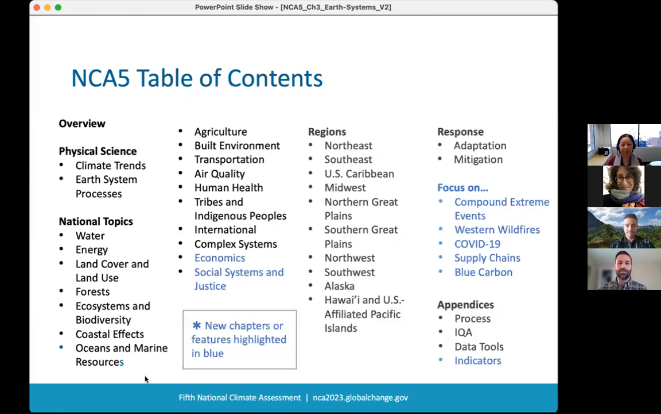The NCA authors review a large body of scientific research from diverse information sources. They synthesize that information, examine the confidence in our scientific understanding, and evaluate uncertainties.